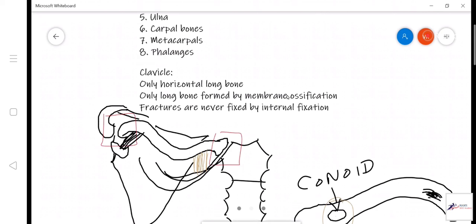This is the only long bone in the body formed by membrane ossification. It's one of those favorite questions that they'll ask you in competitive exams: which of the following bones is formed by membrane ossification? They'll give you the names of 4 long bones: humerus, radius, ulna, and clavicle. You'll have to remember that it is the clavicle which is formed by membrane ossification. And this is one of the reasons why fractures are never fixed by internal fixation.